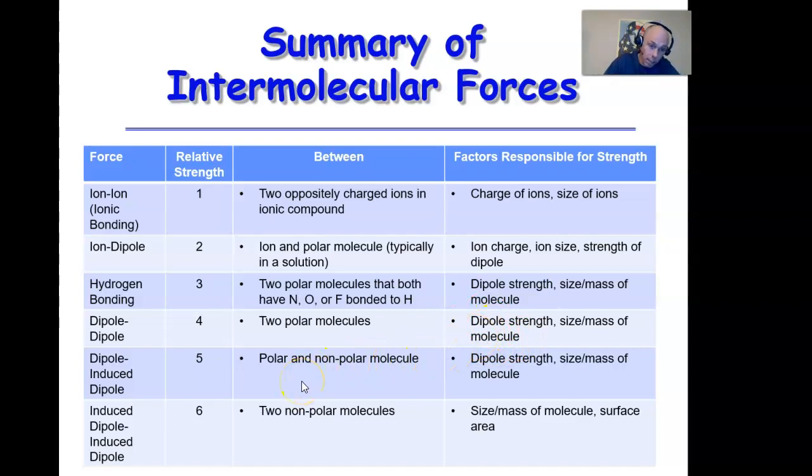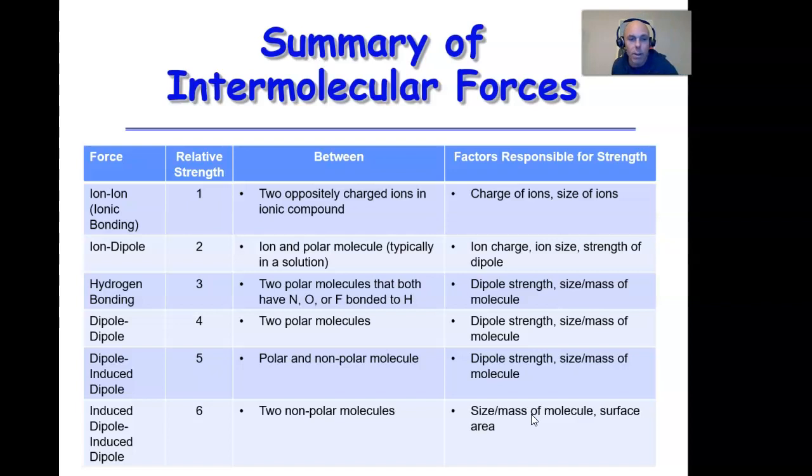Then we've got dipole-induced dipole between polar and nonpolar molecules, same thing. The more polar the polar molecules, the stronger this force will be. And the more massive either the polar or nonpolar molecules are, due to the strengthening of the London dispersion force, the stronger the intermolecular forces.